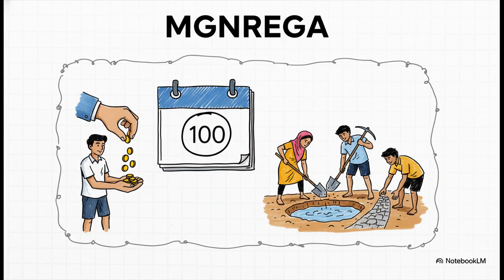Next up, MGNREGA. Think of this as the ultimate rural employment safety net. It's a law that guarantees 100 days of wage employment to any rural household that asks for it, and the work they do creates community assets like ponds and roads.